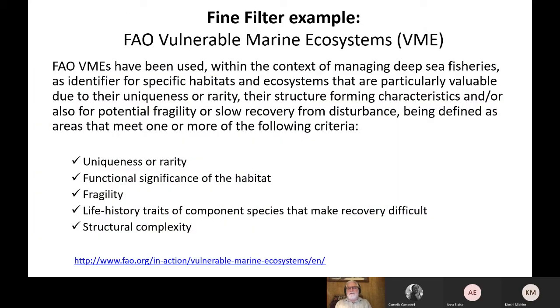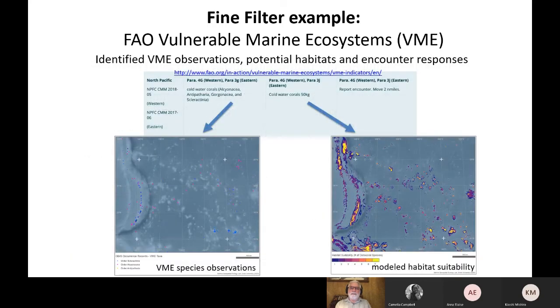Another example, thinking about it at a finer scale, could be the example of vulnerable marine ecosystems. These are areas that are defined for their uniqueness or rarity, functional significance of the habitat, fragility, and structural complexity. Individual sites that are known to have these criteria may be sites that could be selected individually and separately using a much finer scale approach.